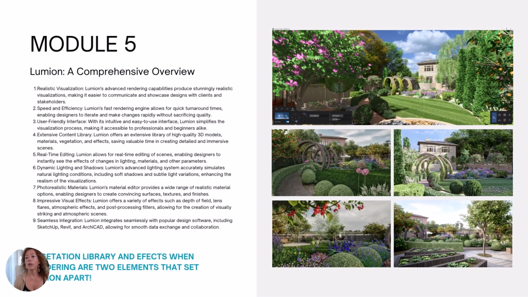The extensive vegetation library and the powerful rendering effects are the two elements that distinguish Lumion from other software. Lumion vegetation offers a vast selection of realistic 3D plants, trees, shrubs, and flowers, enabling designers to effortlessly populate their scenes with lush, vibrant greenery.